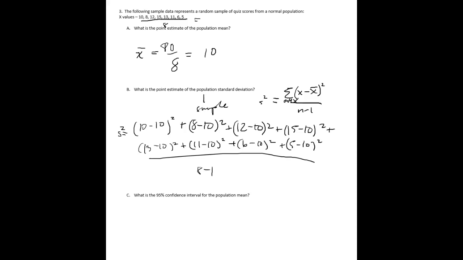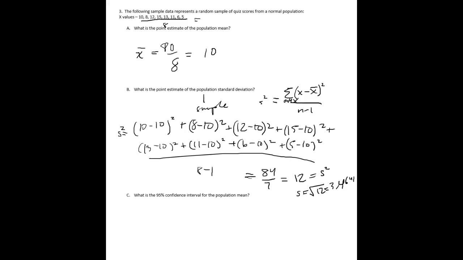Okay, so what we end up getting when we run through all that math is 84 divided by 7, which is equal to 12. Yes, 12. And that is equal to s squared. And so then, thus, s is equal to the square root of 12, which is 3.4641. Okay, so that is our population standard deviation's point estimate. So it's our sample standard deviation.